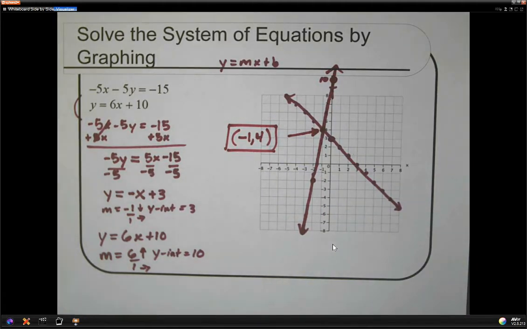So notice it was just a little bit more work than the last one. In the last two, we had them both in slope-intercept form, and so we were able to just graph right away. In this particular case, notice we only had one of them in slope-intercept form. The other one was not. So we had to do a little bit of adjusting first to get it into slope-intercept form, and then we were able to graph both, again, looking for where they intersect to be our solution.